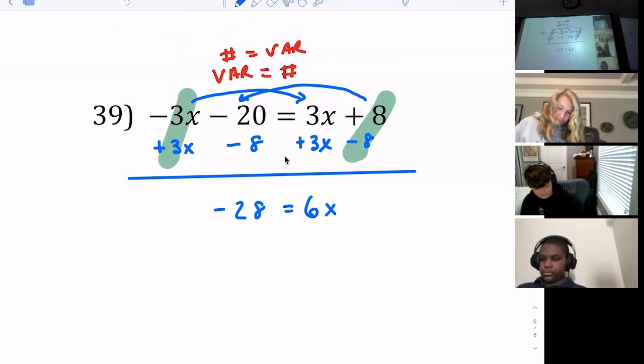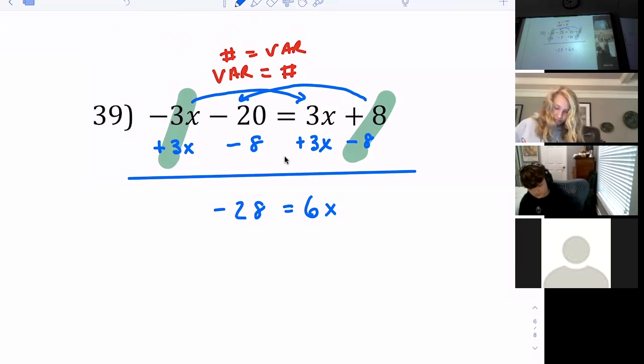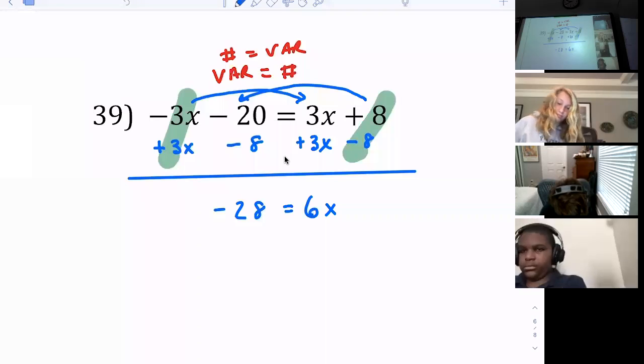It's not identity. No, it is not. I already said that. Go ahead. Will, how do you get a minus 8? Trying to bring it to that side. Yeah, I can do it either way.